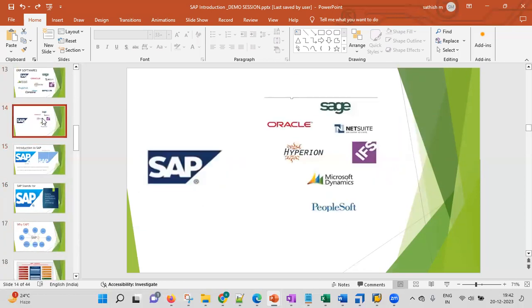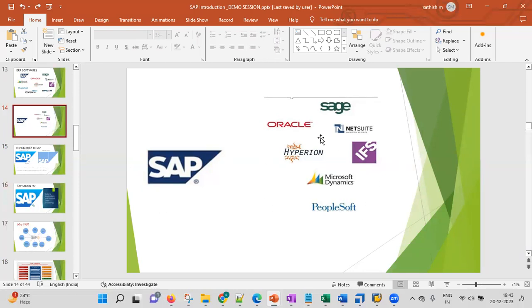So when you see this, SAP is on one side and the rest of the ERP software is on the other side. From a competition point of view, SAP is different because it provides more facilities and better features compared to the other ERP software. That's the reason SAP is on the top. It's number one in the market because it gives more benefits, more features, and a lot of other things.